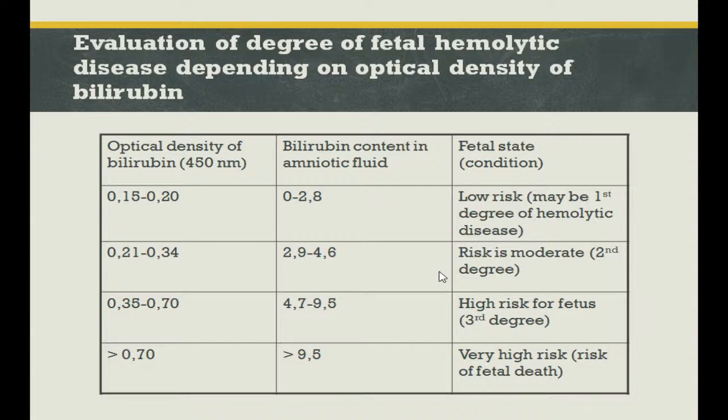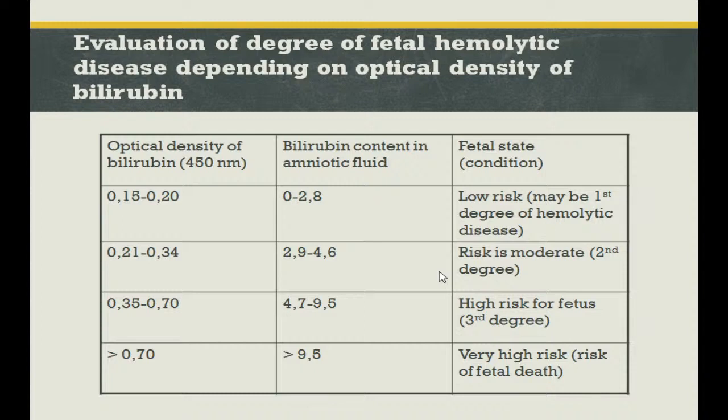0.35 to 0.7, high risk for the fetus, third degree, and more than 0.7, very high risk of fetal death. Maybe already dead, maybe dying, but it is a very, very severe situation. Thus, depending on the risk and the level of bilirubin, we will make a decision. For example, at 34 weeks, 0.35 to 0.7, I will make a cesarean section.